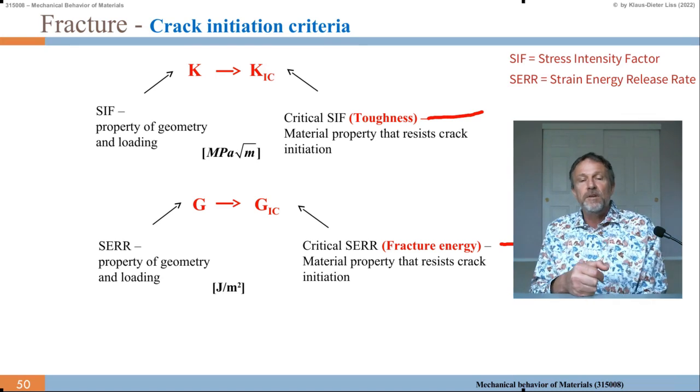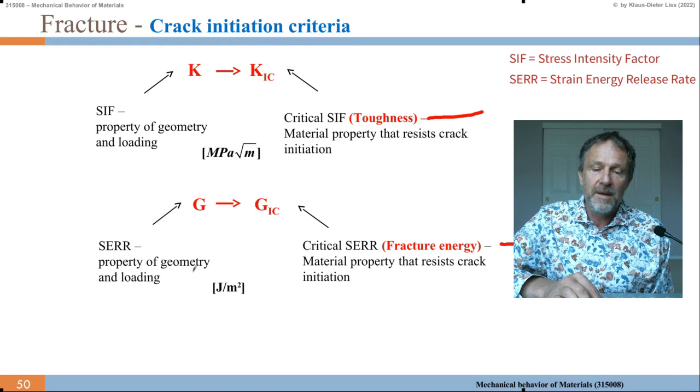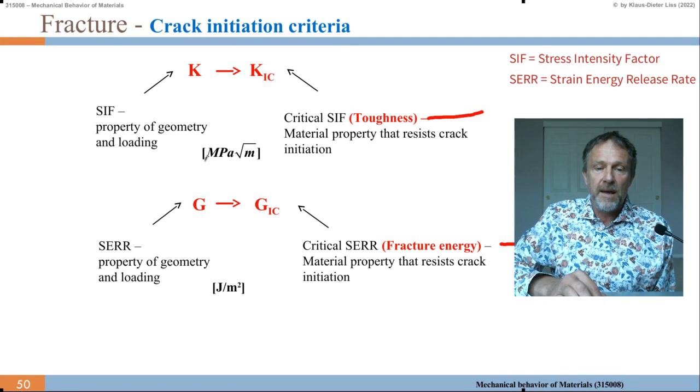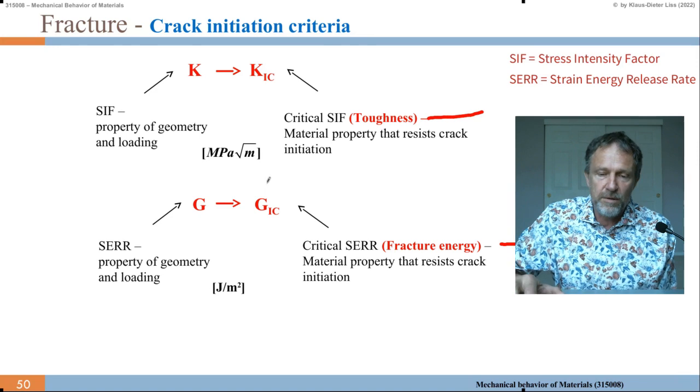Now the units of the energy release rate are joule per square meter. It's a rate per area, as we said. And the stress intensity factor has the unit megapascal times square root of a meter. Something you have to get used to.